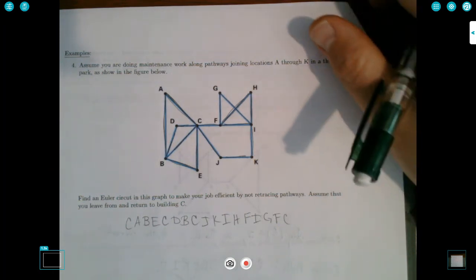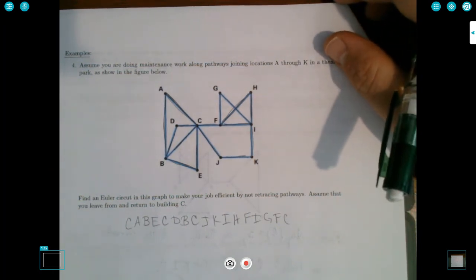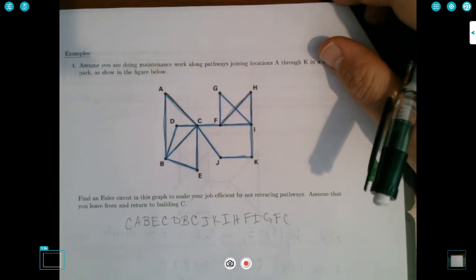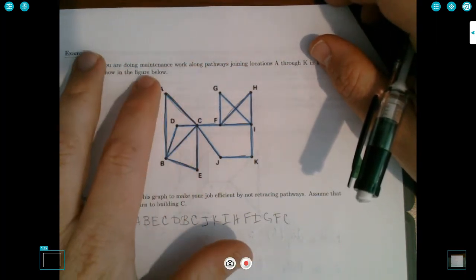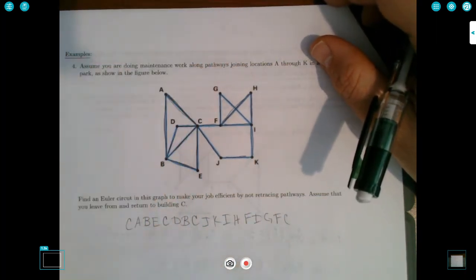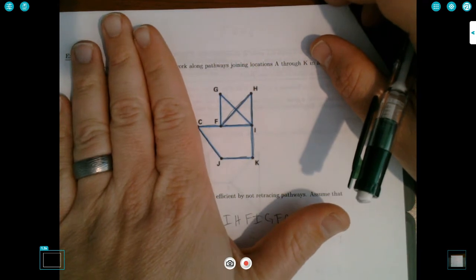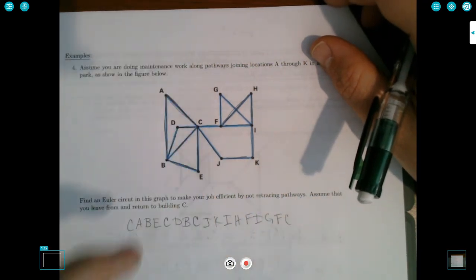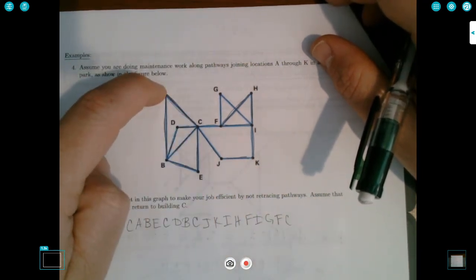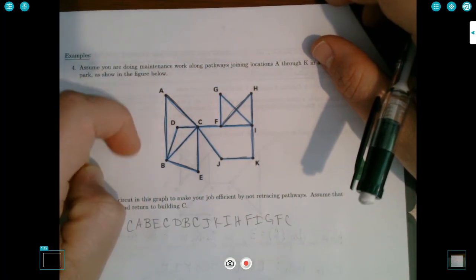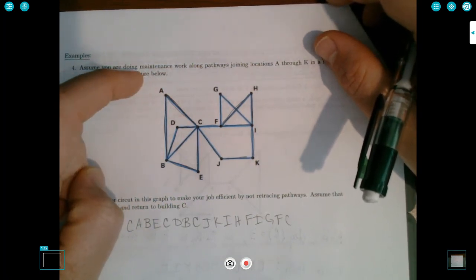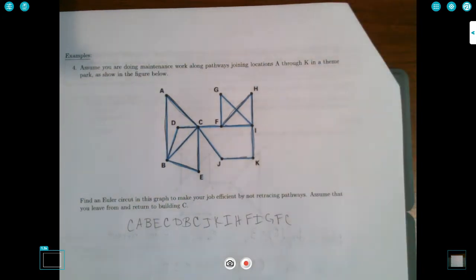Okay? So that's how Fleury's algorithm works. Once you've crossed an edge, you pretend that it doesn't exist anymore, right? And then you ask yourself, am I crossing a bridge? And if you are, don't do it, right? Unless there's no other choice, right? You only cross a bridge if there's no other choice available to you.